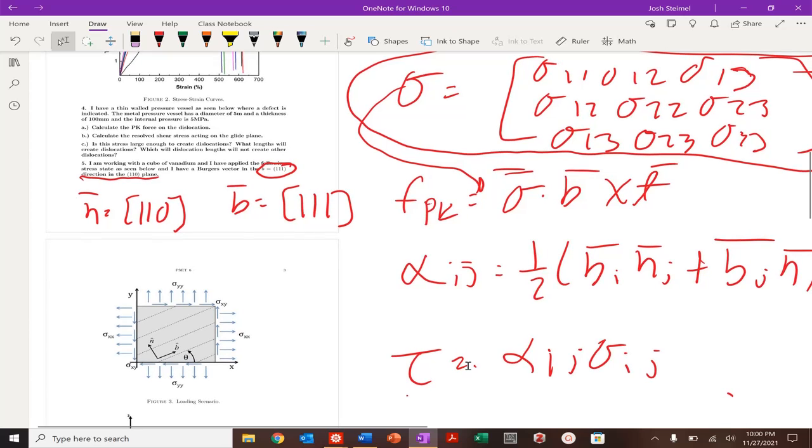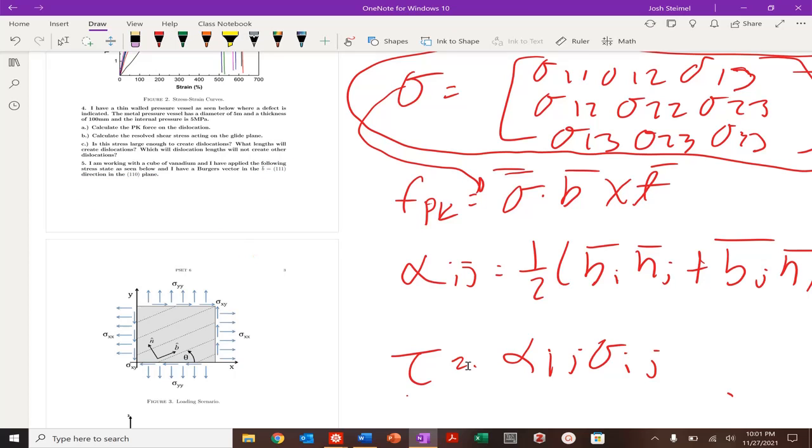Now, one of the things that we're not told in this particular problem is the tangent vector. So let's say we want to rewrite this problem, because we don't want to do it exactly like the problem set. So let's say I'm applying a generic stress state here. My tangent vector is going to be in the 0, 0, 1 direction.